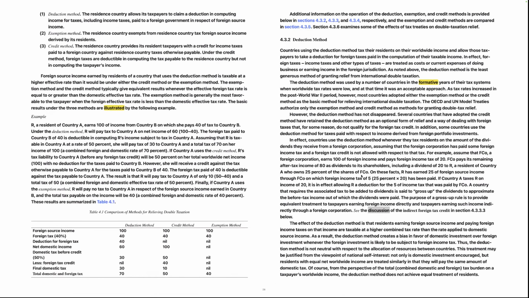See the discussion of the indirect foreign tax credit.